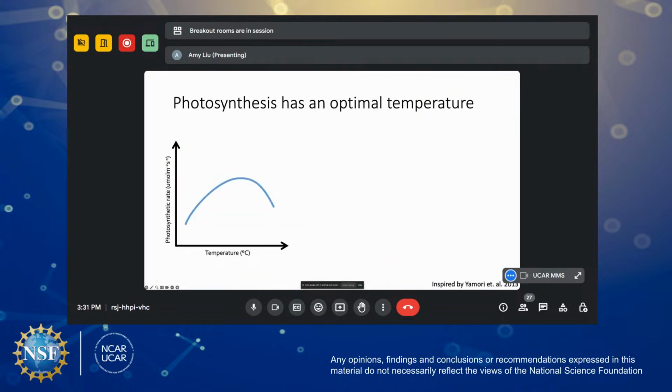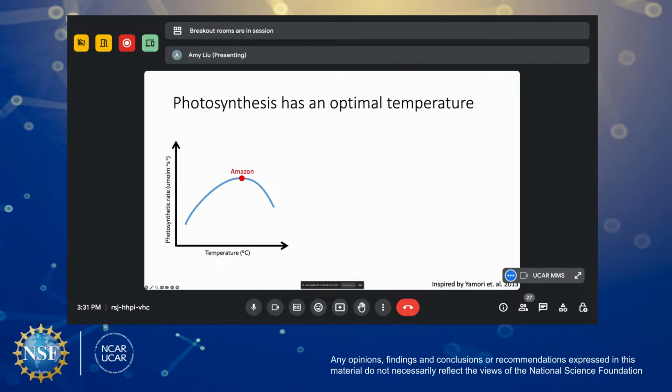So I want to bring this little curve here. This is a photosynthesis optimal curve inspired by Yamori et al. 2013, where we have photosynthetic rate on the y-axis and temperature on the x-axis. And the point where the curve peaks is the thermal optimum for a plant's photosynthesis. And note that this curve differs for different plants. This is just a conceptual plot.